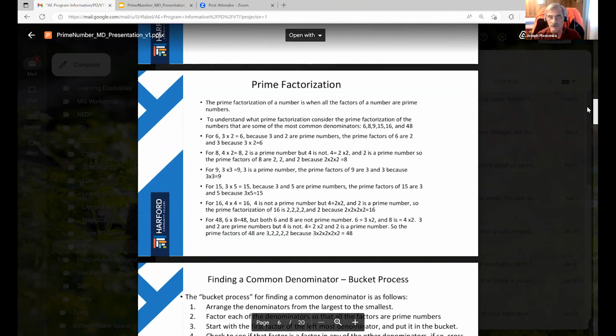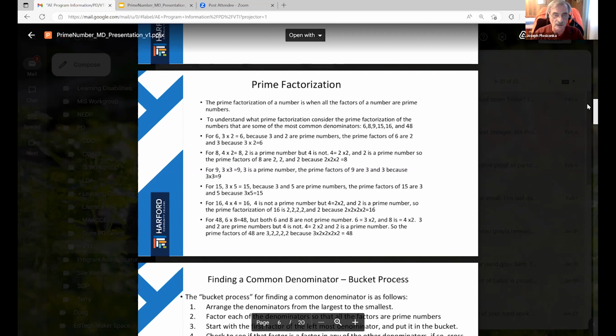Okay, prime factorization, obviously, is when you factor a number and all the factors are prime numbers. I typically show this slide to my students to give them examples of what prime factorization is. The numbers they see most often in denominators are 6, 8, 9, 15, 16. I threw in the number 48 because I like to show them how, when they get a bigger number, to use the prime factorizations of other numbers in order to get the prime factorization of a larger number. So for example, for six, you know that six is 3 times 2, and 3 and 2 are prime numbers. So the prime factorization of six is 3 times 2.